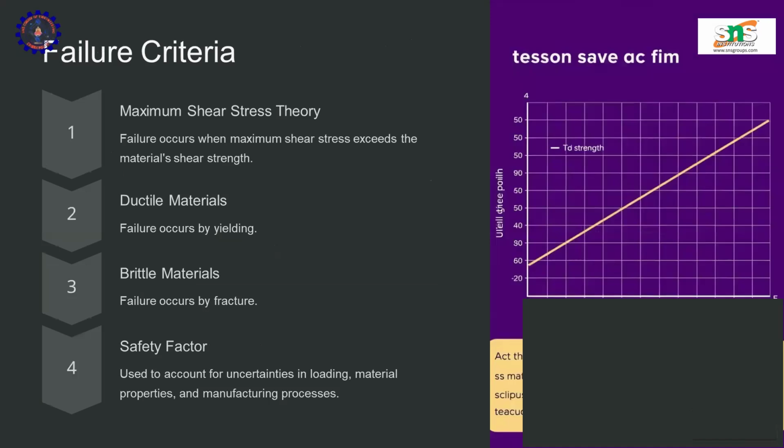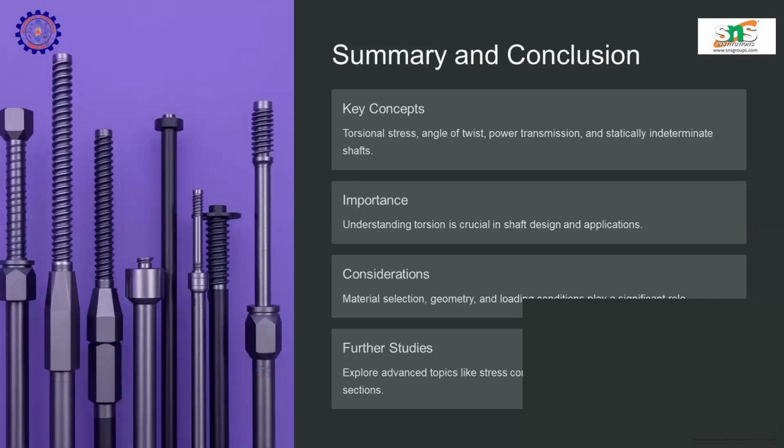So there exists a failure criteria for all the shafts. Maximum shear stress theory: failure occurs when the maximum shear stress exceeds the material shear strength. In ductile materials, failure occurs by yielding. In brittle materials, failure often occurs by fracture, and the safety factor is used to account for uncertainties in loading, material properties, and manufacturing process. So factor of safety is nothing but ultimate stress by working stress. That is all about this failure criteria of the shaft.